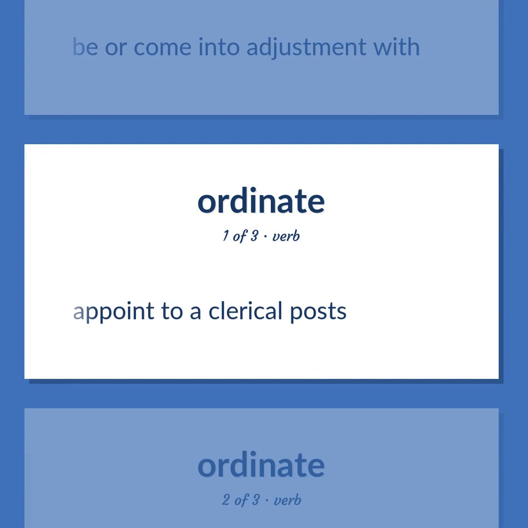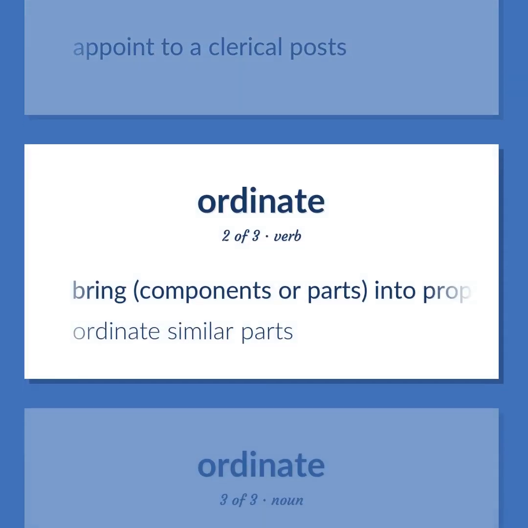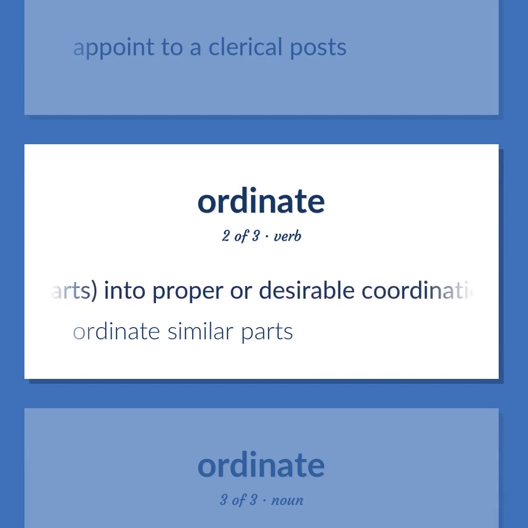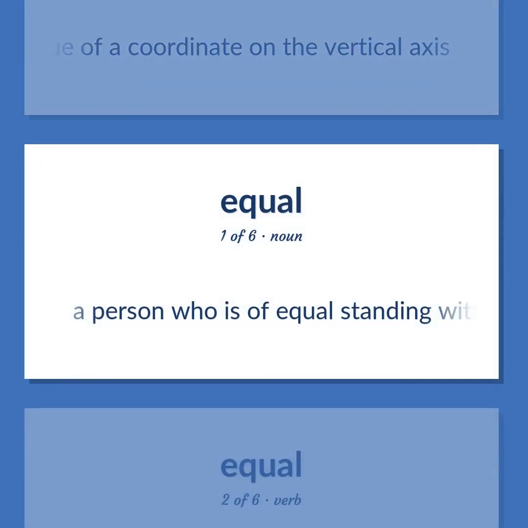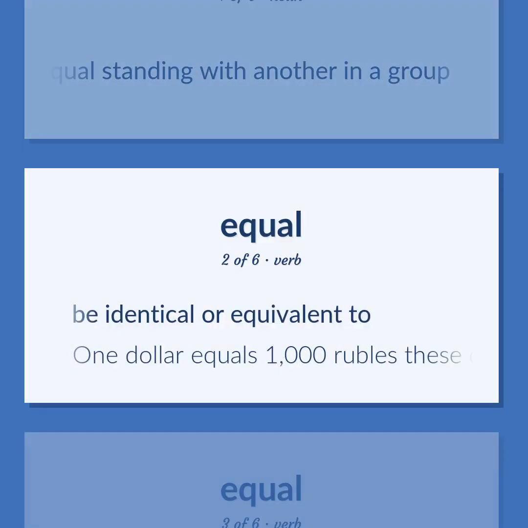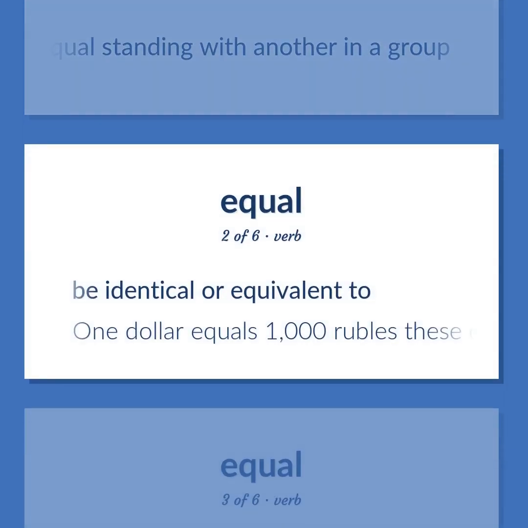Appoint to a clerical post. Bring components or parts into proper or desirable coordination correlation. Ordinate similar parts. The value of a coordinate on the vertical axis. A person who is of equal standing with another in a group. Be identical or equivalent to.